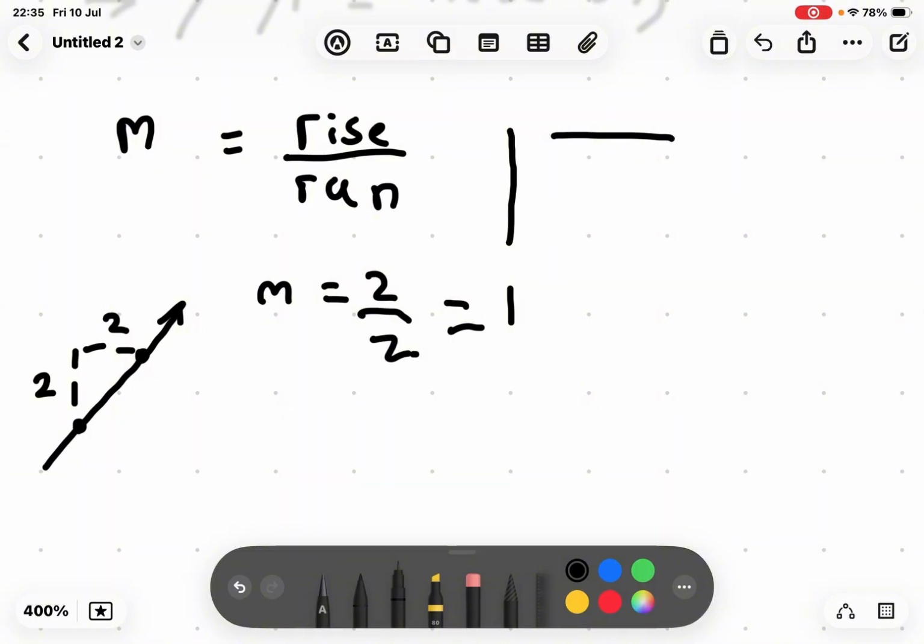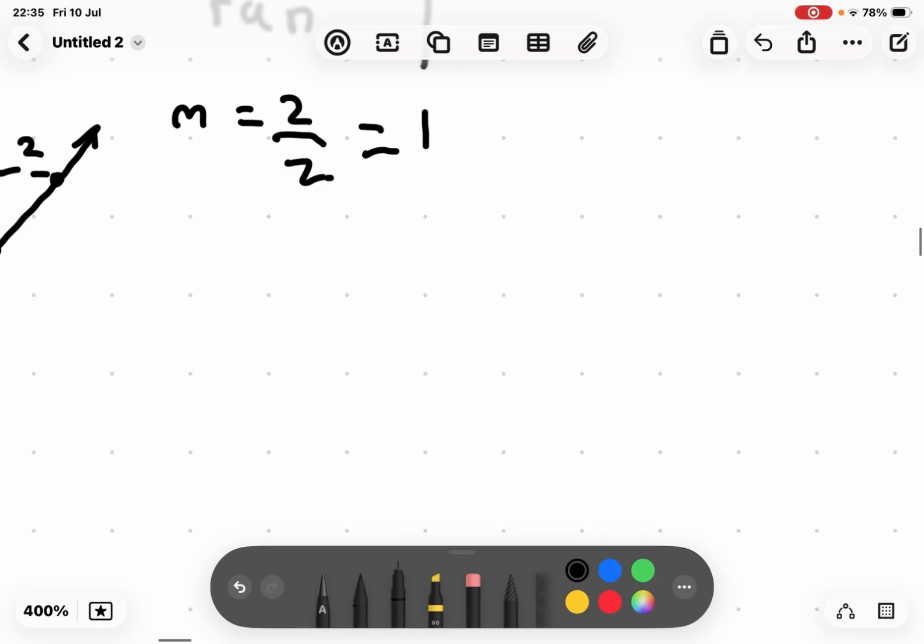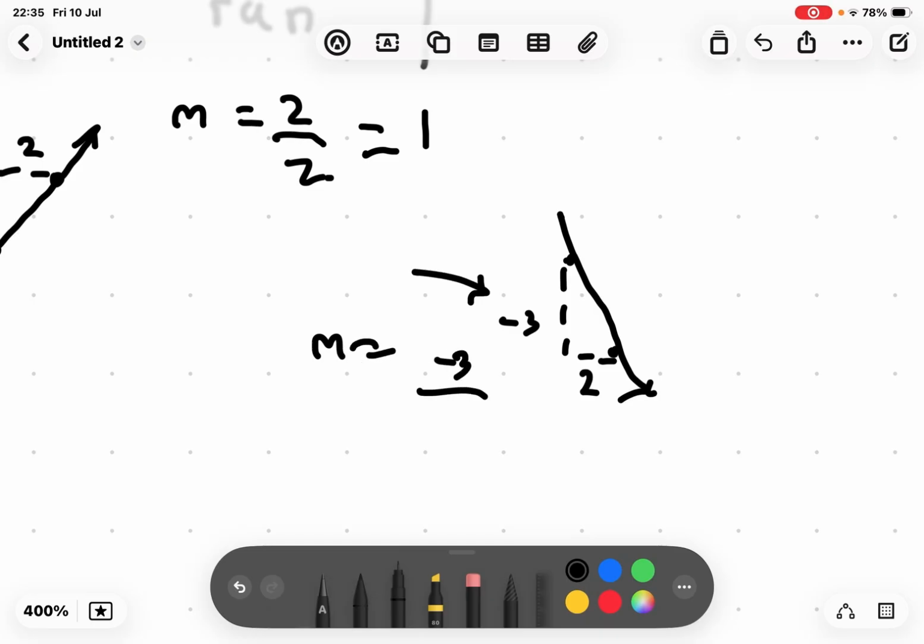Also, if it was to go down and we pick these 2 points, 1, 2, 3, 1, 2, it's going to be -2 and +2. So now the m for this one is going to be -2 over 2. The x coordinate, most of the time, should be positive. However, I believe if you go like this, it can also be negative, most likely.